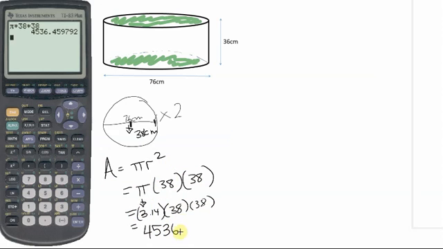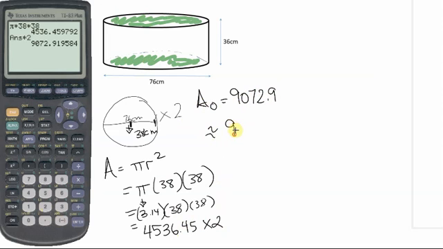Doesn't really matter the precision. Now, because that's only one of them, and we have a top and a bottom, we're going to double that up. So I'm going to say times 2. So the area of our circles is going to be equal to 9072.9, so roughly 9073. And because we had 38 times 38, which is a centimeter times a centimeter, we have centimeters squared. All right, that takes care of this part.